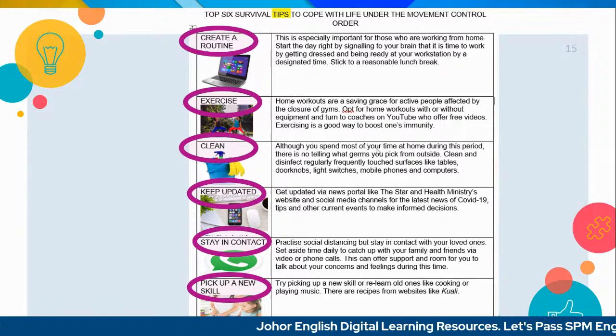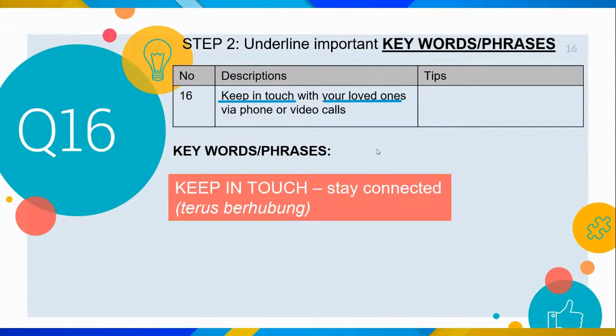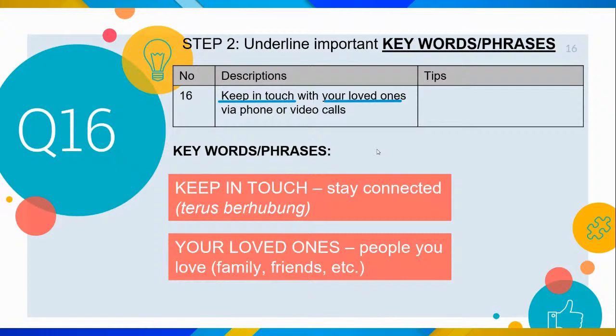Okay, let's look at question 16. Those are the keywords and phrases for question 16. The first one is keep in touch. What is keep in touch? Do you know what keep in touch means? And also your loved ones, okay? So keep in touch here means that you stay connected, berhubung. And the next one, your loved ones, means people you love. Means that it's family, friends, etc.